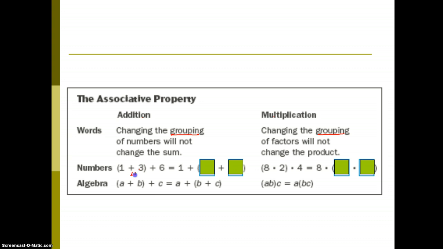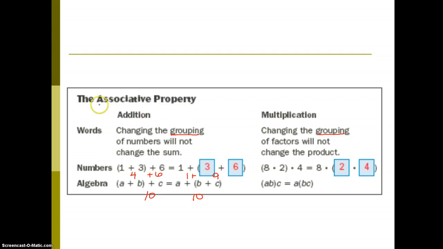1 plus 3 is 4. Add 6, the answer is 10. What if instead of 1 plus 3 first, I do 3 and 6? 3 and 6 is 9. 9 plus 1 is also 10. Grouping it together is not going to change the problem.